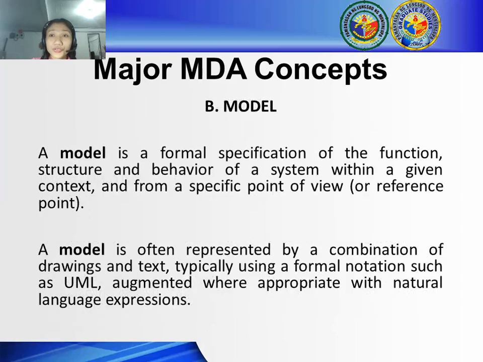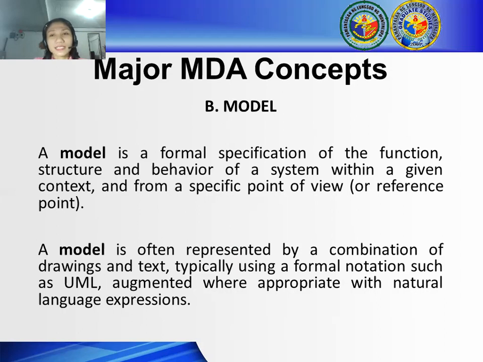A model is a formal specification of the function, structure, and behavior of a system within a given context and from a specific point of view or reference point. A model is often represented by a combination of drawing and text, typically using a formal notation such as Unified Modeling Language, augmented where appropriate with natural language expressions. A specification is said to be formal when it is based on a language that has a well-defined semantic meaning associated with each of its constructs, to distinguish it from a simple diagram showing boxes and lines. It is formalism which allows the model to be expressed in formats such as XML in accordance with a well-defined schema.